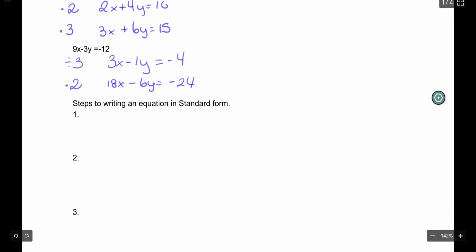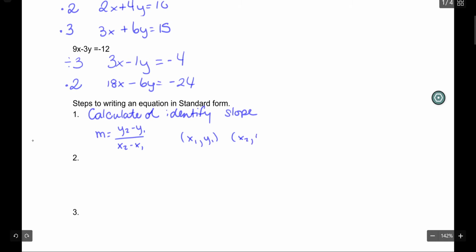Okay, steps in writing equations in standard form. The first thing is you need to calculate or identify slope. Remember that equation is m is equal to y2 minus y1 over x2 minus x1, where x1, y1 is one ordered pair, x2, y2 is another ordered pair.